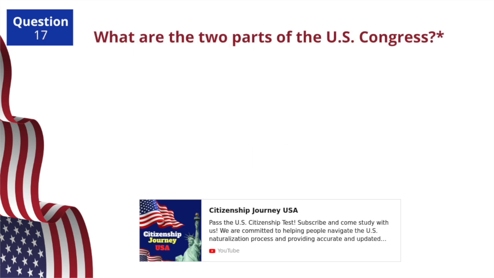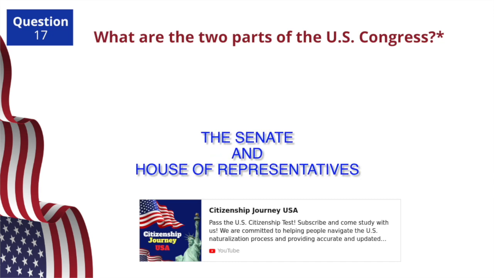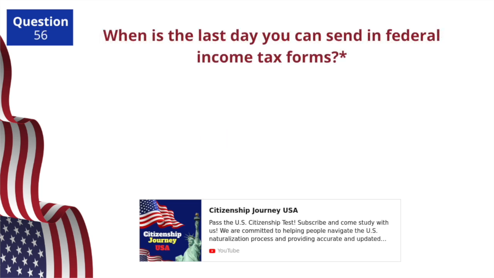What are the two parts of the U.S. Congress? The Senate and House of Representatives. When is the last day you can send in federal income tax forms? April 15.